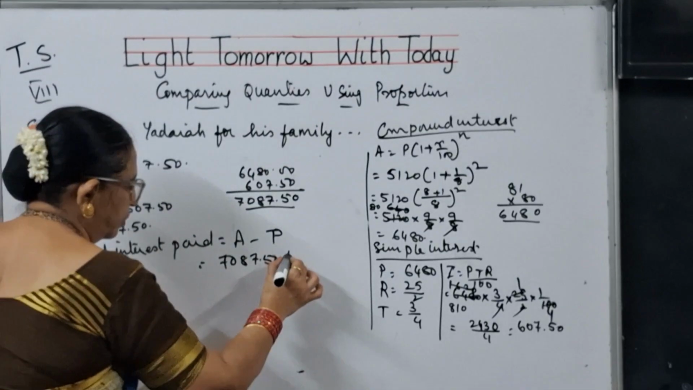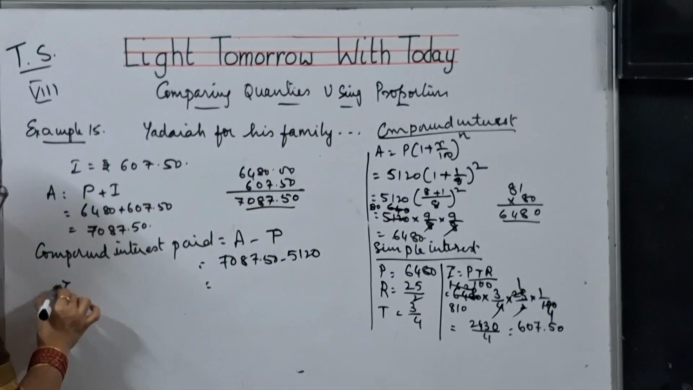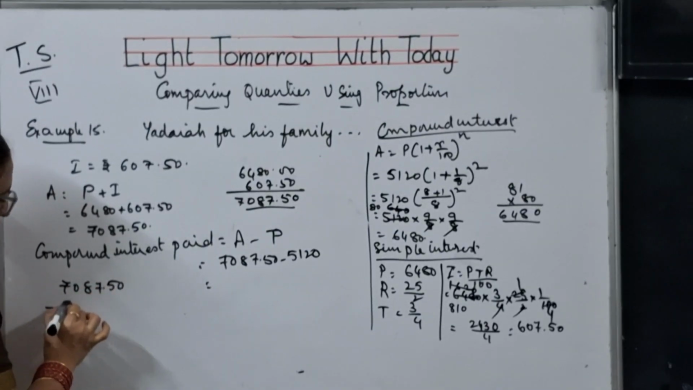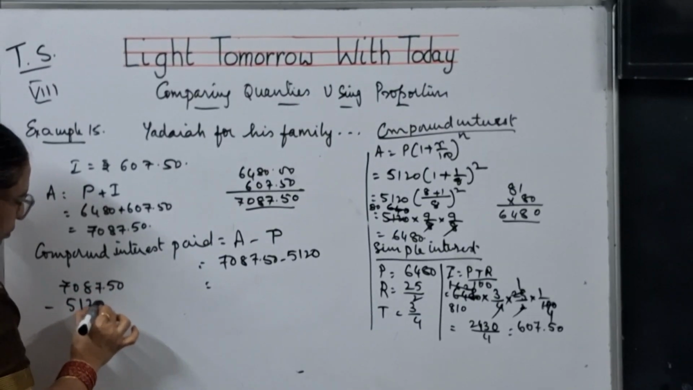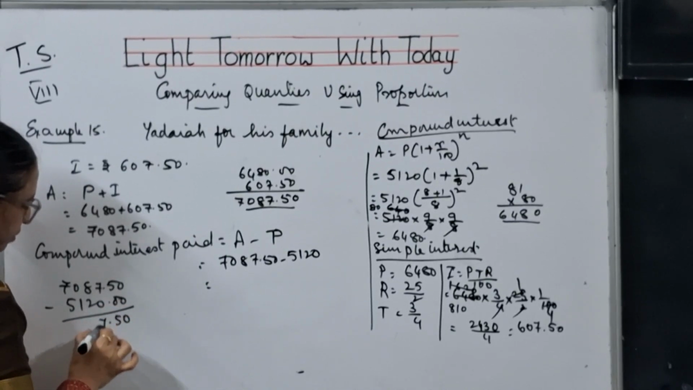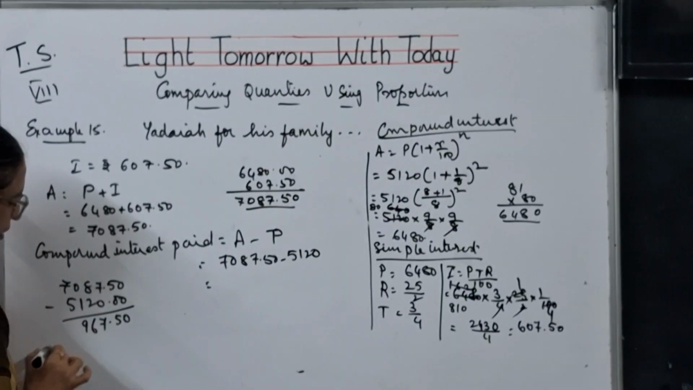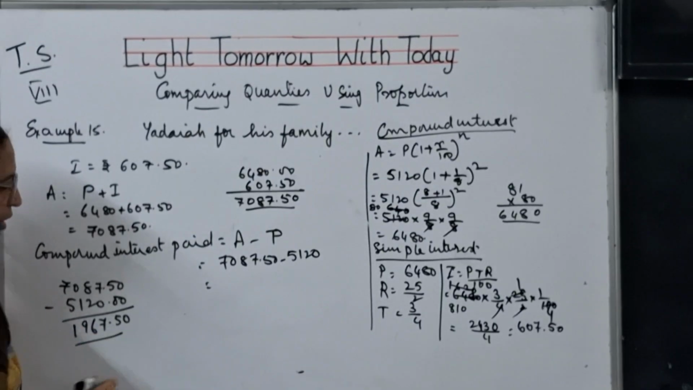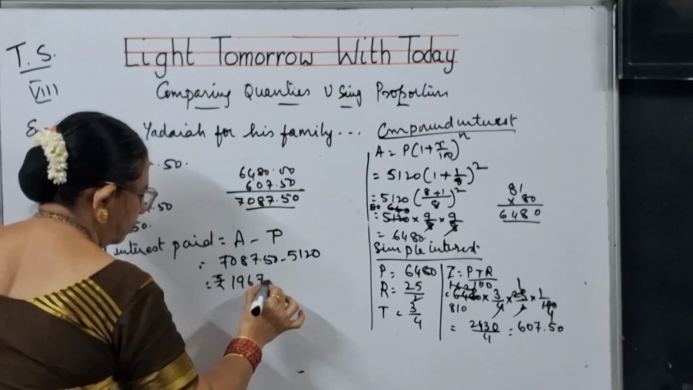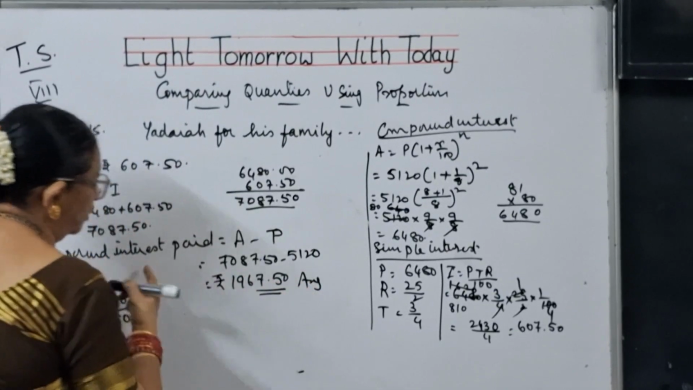The principal is 5120 rupees. So 7087.50 minus 5120. So you have got 0, 5, 7, 6 and 9, 1, 9 rupees, 1967.50. This is the interest that he has paid.